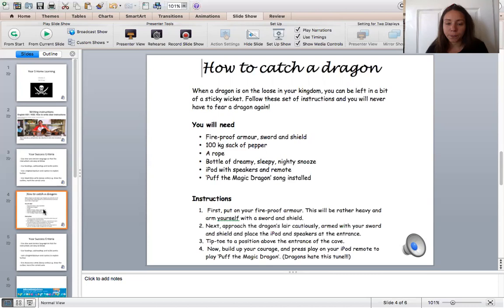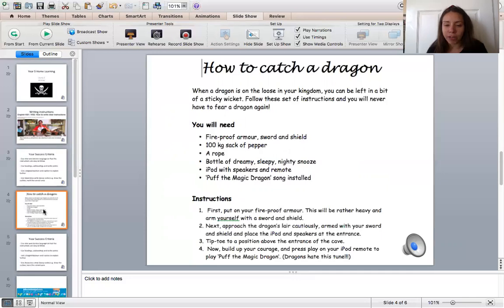The author of this instruction text has also used specific vocabulary, fireproof armor. So it's not just saying any armor. It's really important to be specific in what you would like your reader to do so that they can follow your instructions exactly. Looking at the next instruction, it's numbered, so we know we need to do that second. And also we've got another time conjunction, next. So it's telling us that after the first thing, we need to then go on and do the next thing.